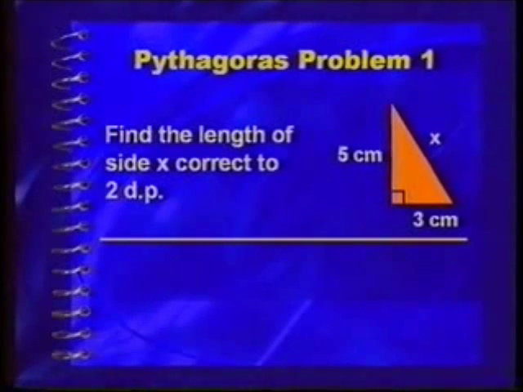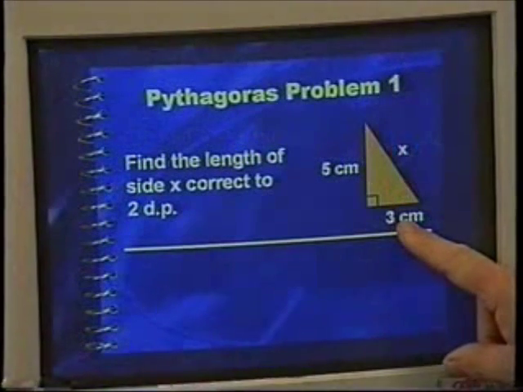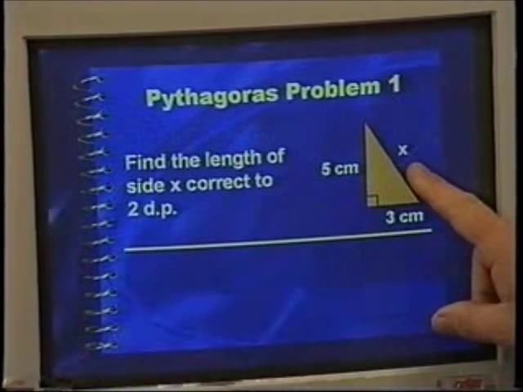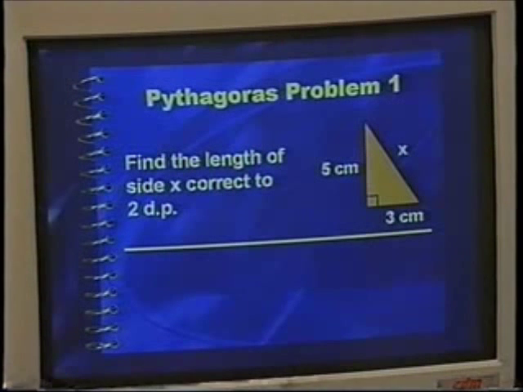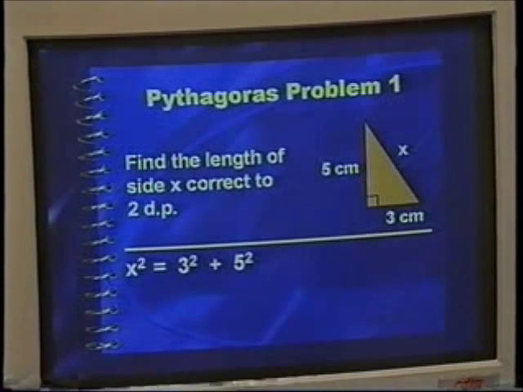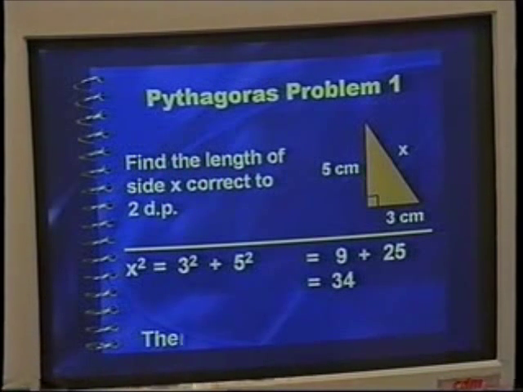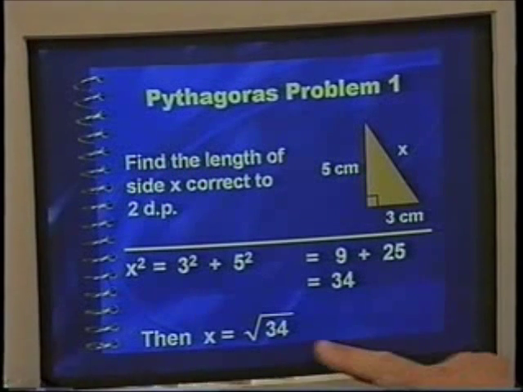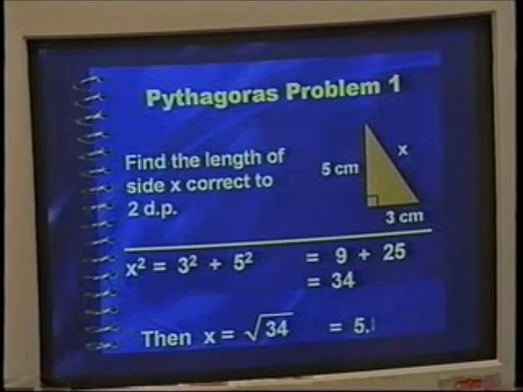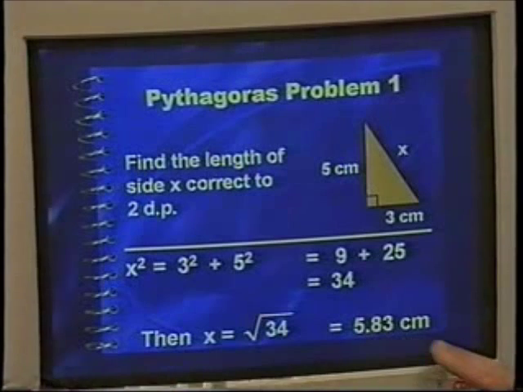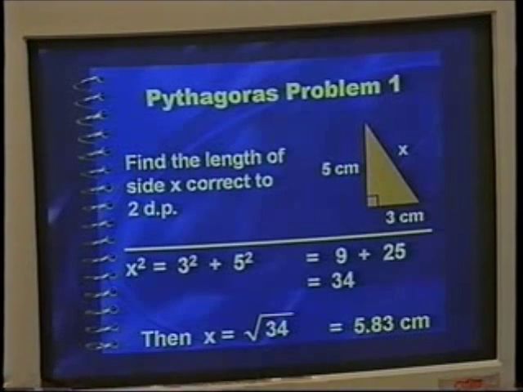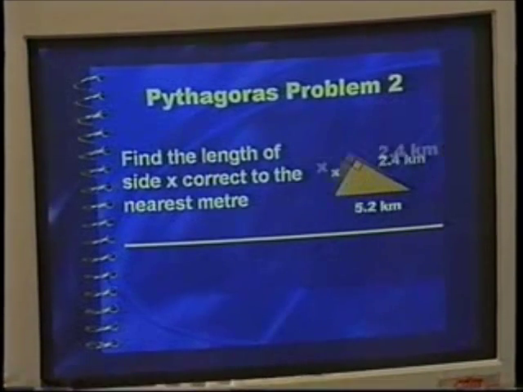Here we need to find the length of the hypotenuse. See, the 2 sides are given, 3 and 5, but we have to find the hypotenuse. So we square 3 and we square 5, add those up, 9 and 25 makes 34. Then to get the value of the hypotenuse, we have to take the square root of 34 and round that to 2 decimal places. 5.83, correct units, centimeters.